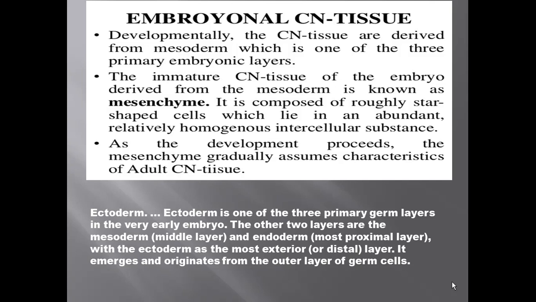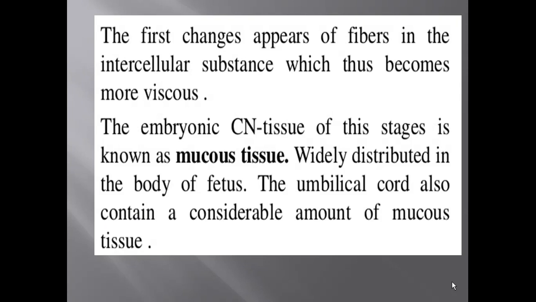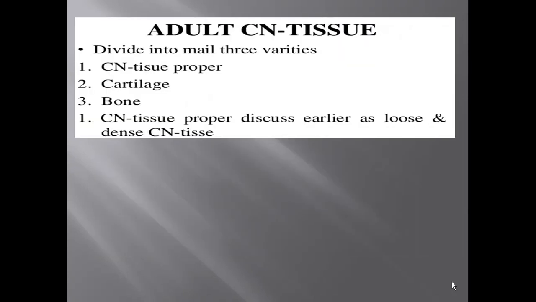As development continues, the mesenchyme gradually converts to adult connective tissue. The first change is the appearance of fibers, and the intercellular substance becomes more viscous. The embryonic connective tissue at this stage is known as mucous tissue. A good example of this is the umbilical cord, which has a high amount of mucous tissue. Then we have adult connective tissue.